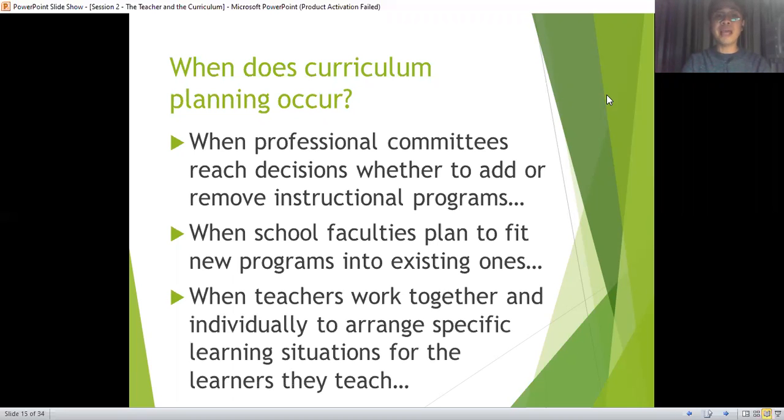Another, curriculum planning occurs when teachers work together and individually to arrange specific learning situations for the learners they teach. So it could be collaborative, when you are doing collaborative work with your peers, with your fellow teachers. That's curriculum planning. Like you talk about the subjects, the content of which you're going to teach, the activities for the entire school year. That is curriculum planning. So when you do a faculty meeting and talk about the activities to be given to the learners, that's curriculum planning. Now, individually, like when you write your plan, when you devise your lesson plan, that is still curriculum planning.